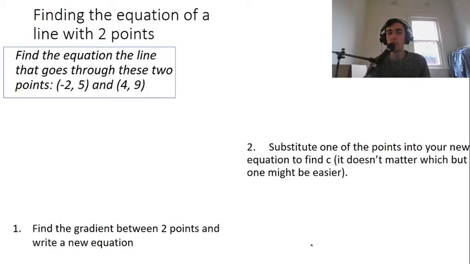Okay, so that's the way to do it if they show you a diagram of the line and it's easy to work out. What if they only give you 2 points like this? So here's one point and here's the other point. So this one has the x coordinate is -2 and the y coordinate is 5. This one, the x coordinate is 4 and the y coordinate is 9.